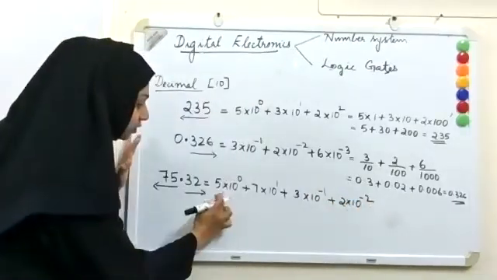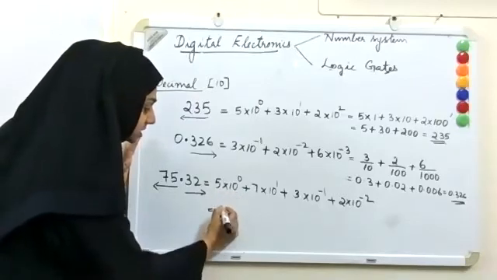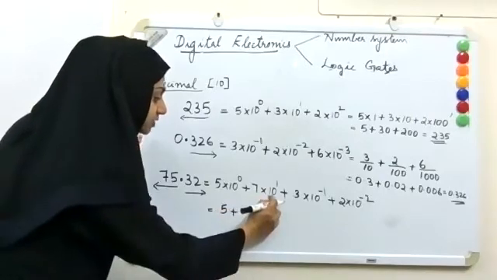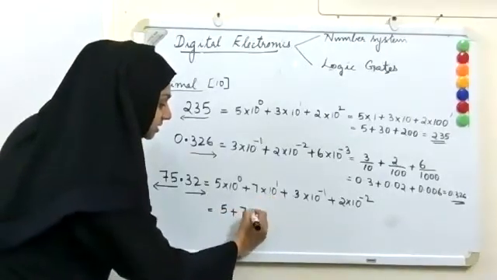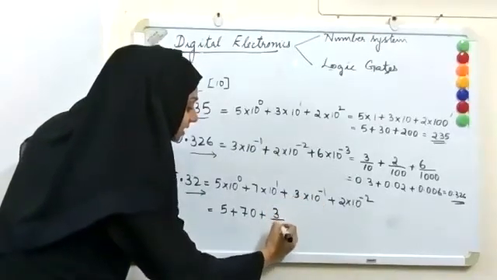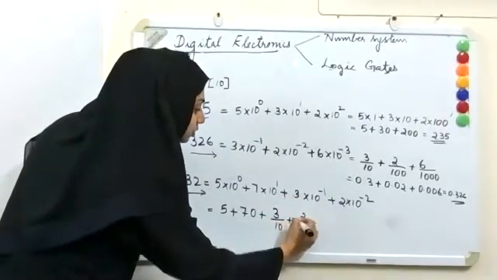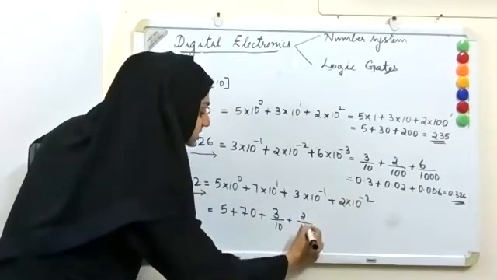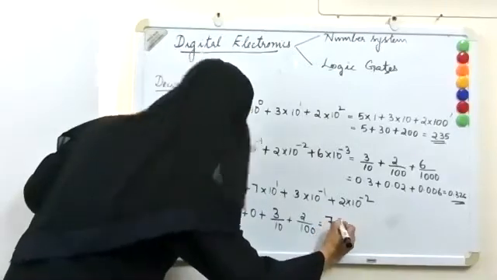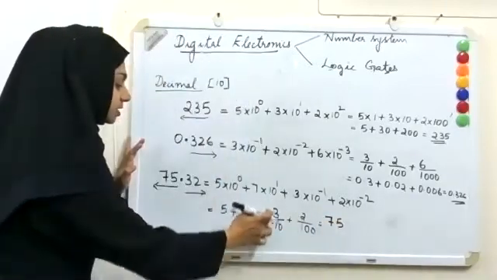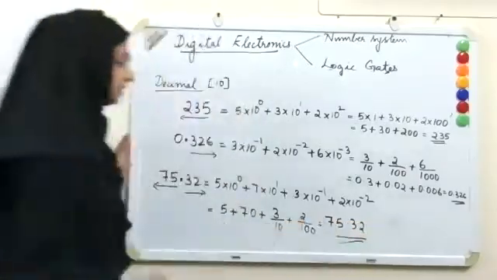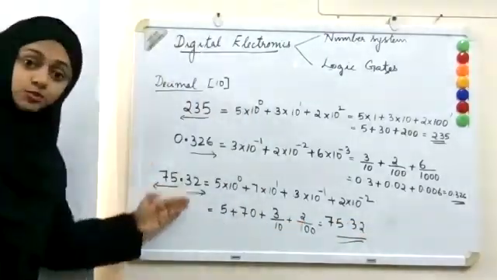Which is equal to 5 into 10 raised to 0, which means 5 into 1, 5, plus 7 into 10, which means 70, plus 3 into 10 raised to minus 1, which means 3 by 10, plus 2 by 3 into 10 raised to minus 2, which means 100. So 5 plus 70 is 75, point, because 3 by 10 is 0.3, 0.2. So you will get it like this. You know this way, right?